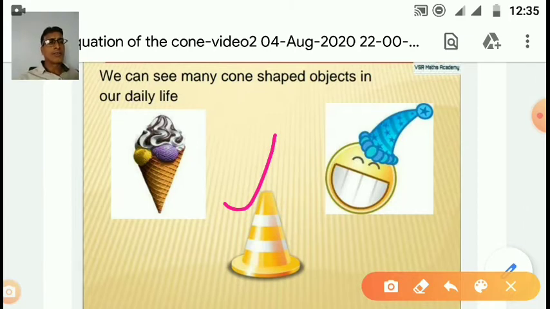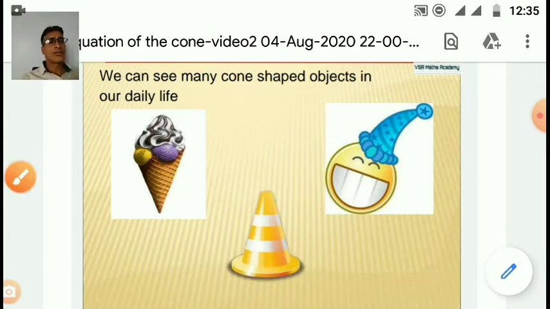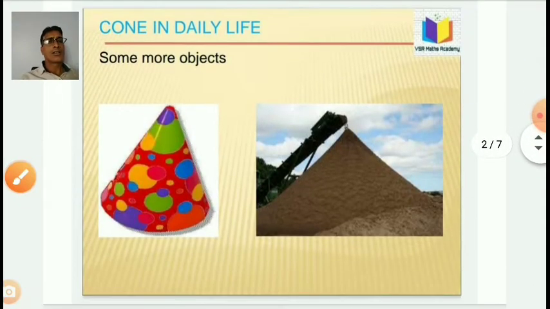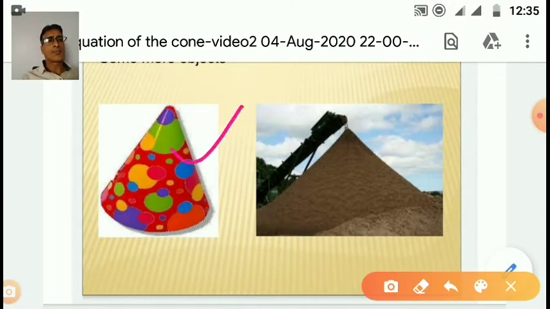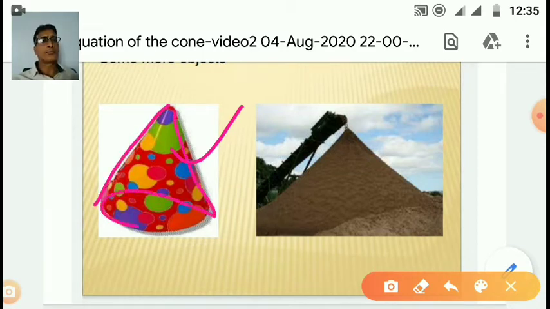This is kept on the roads in a line to block the roads so that no one goes to that road. So this is used for that purpose. This is called a road safety cone. You can see the shape of this object is a cone shape. You can see many things also. Suppose see this. This is a cap. Usually children wear this cap in birthday parties. The shape of this cap is also a cone shape.